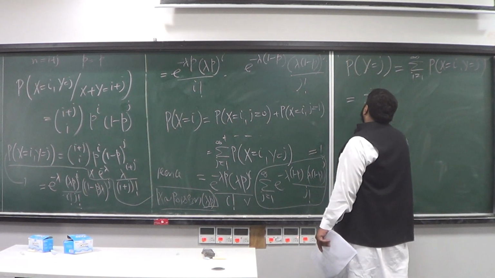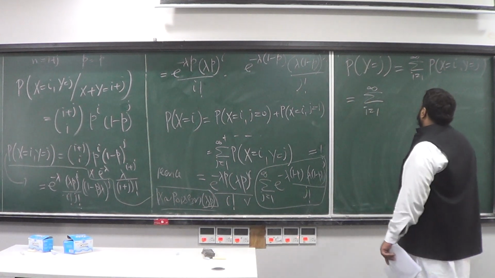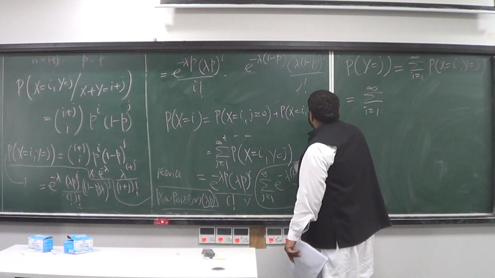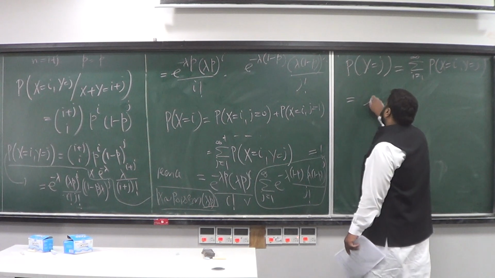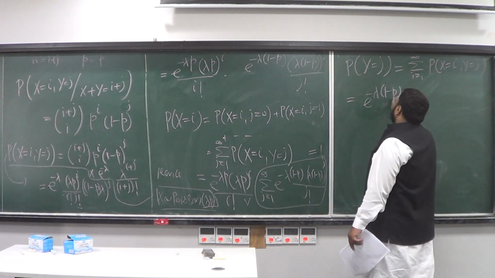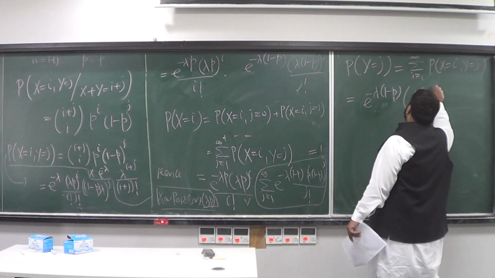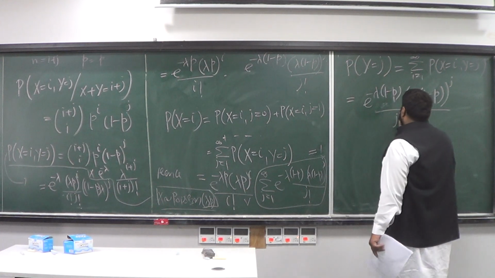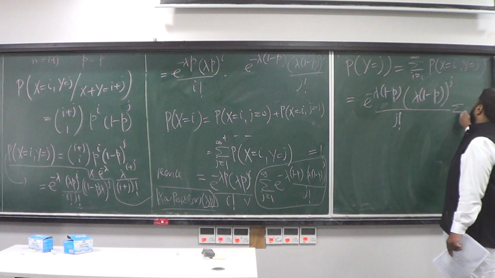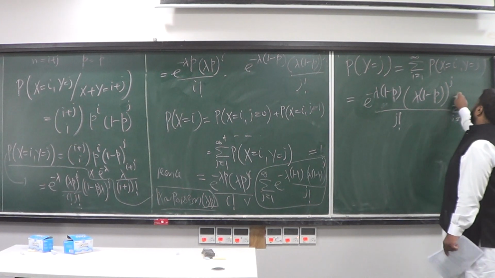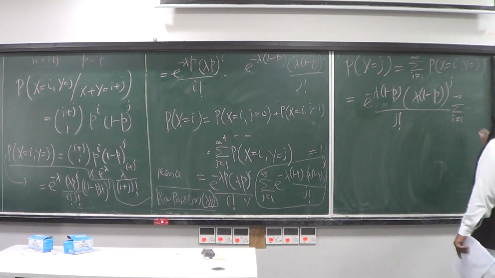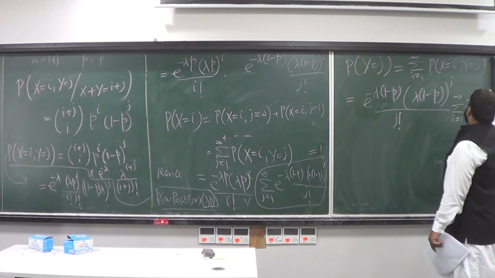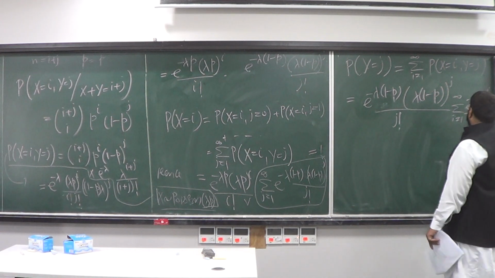So you're going to get the sum from i equal to 1 to infinity. This sum is on i, so I can keep all of these j terms outside the sum. Let's keep e to the minus lambda(1-p) times (lambda(1-p))^j divided by j factorial outside, and keep inside the sum from i equal to 1 to infinity, e to the minus lambda p times (lambda p)^i divided by i factorial.